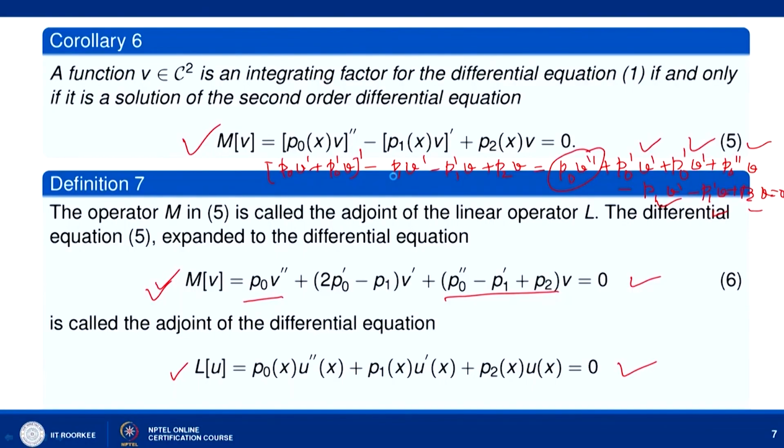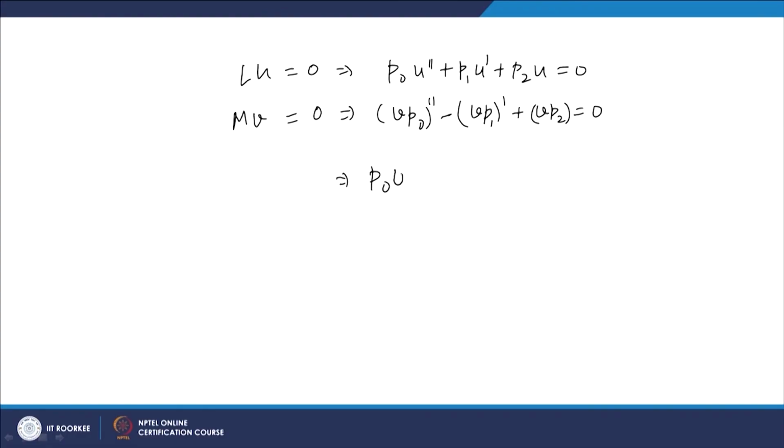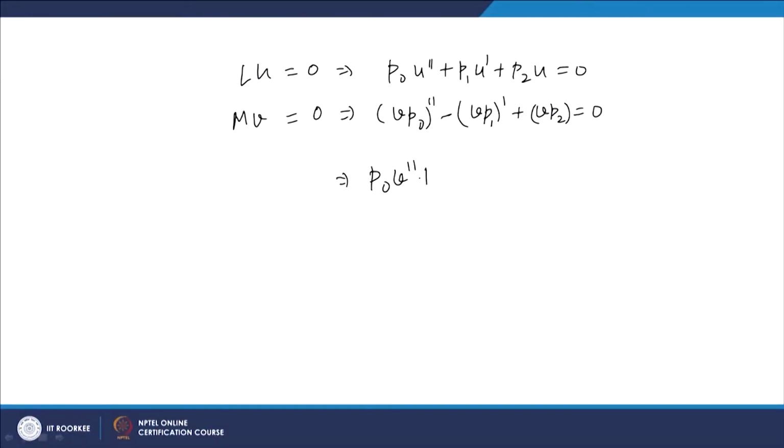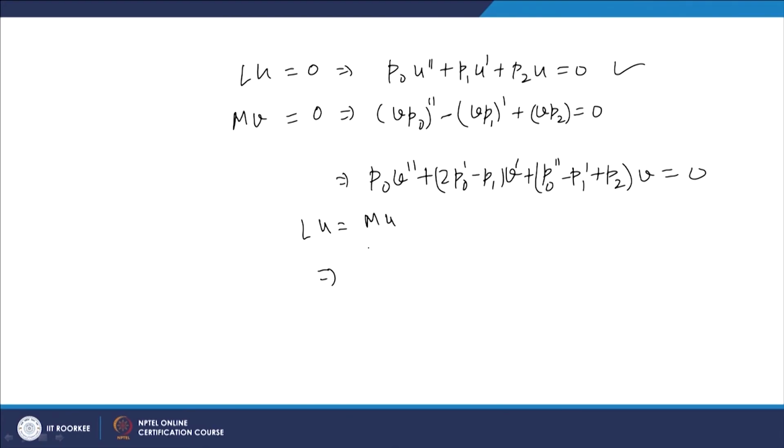This we have already calculated: p naught v double dash plus (2 p naught dash minus p1) v dash plus (p naught double dash minus p1 dash plus p2) v equal to 0. So we say that Lu is equal to Mu, provided that the corresponding coefficients are the same.